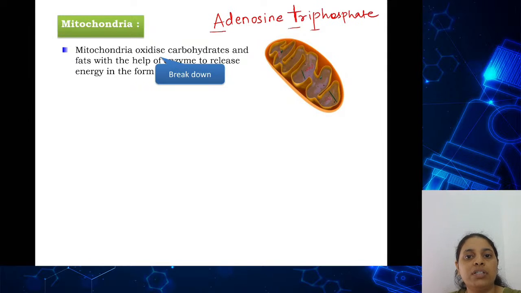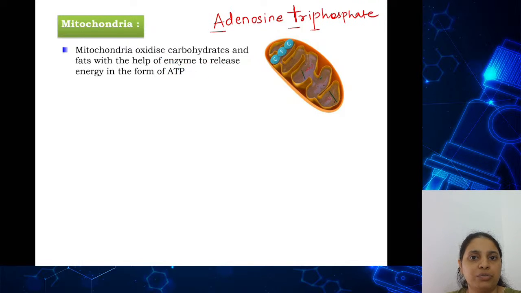Oxygen is very important. Presence of oxygen is very important for the complete breakdown of carbohydrates and fats to release a lot of energy. And what is released here as energy? Adenosine triphosphate. ATP molecules are produced. So you can see carbohydrates, fats, all these molecules are broken down by the enzymes to produce a lot of energy in the form of ATP.